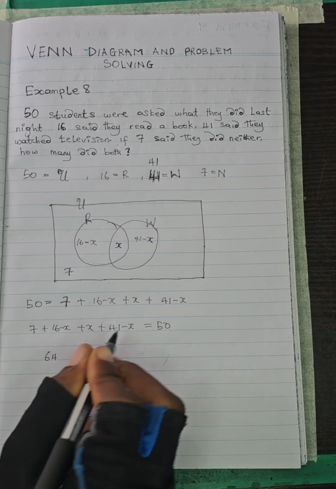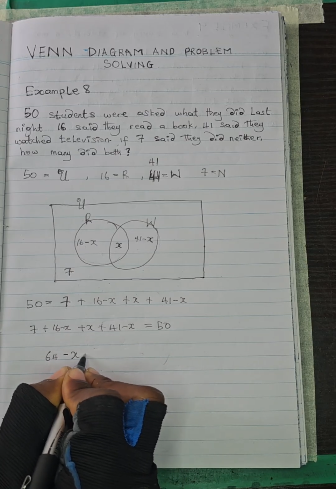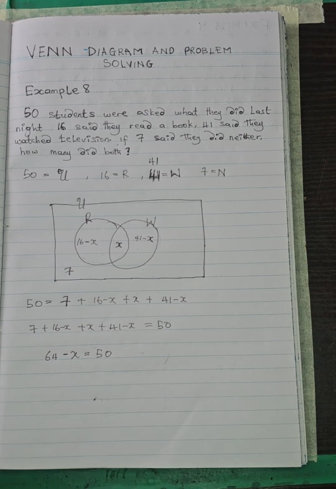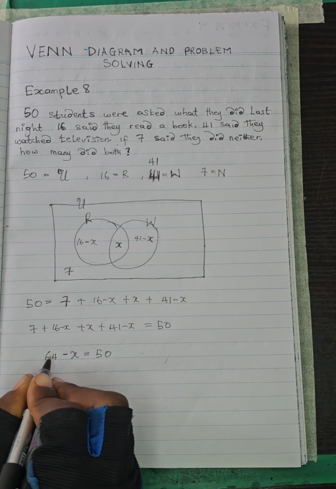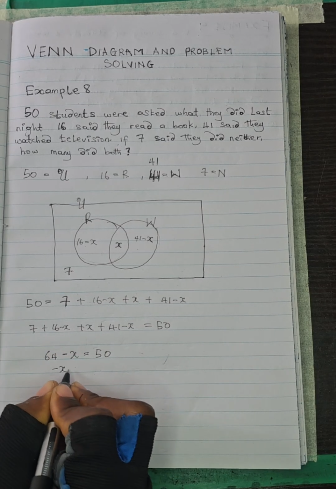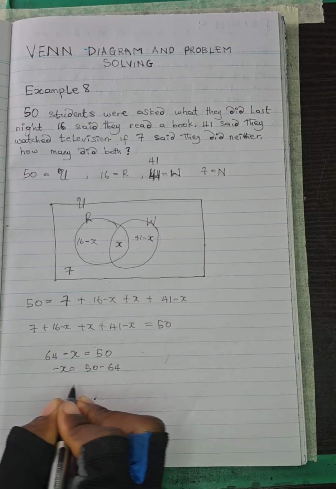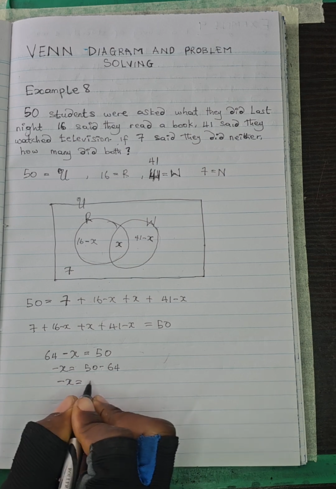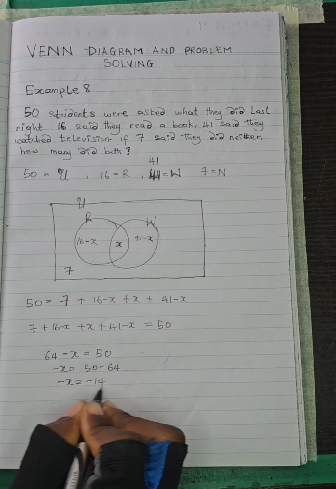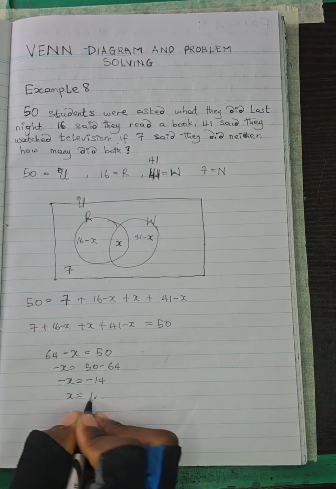Then x minus x is 0. Minus x again is minus x, which is equal to what? 50. So when 64 goes to this side of the equation, it becomes minus. So you have minus x is equal to 50 minus 64. 50 minus 64 will give you minus 14. Multiply both sides by minus sign. You'll have that your x is equal to what?